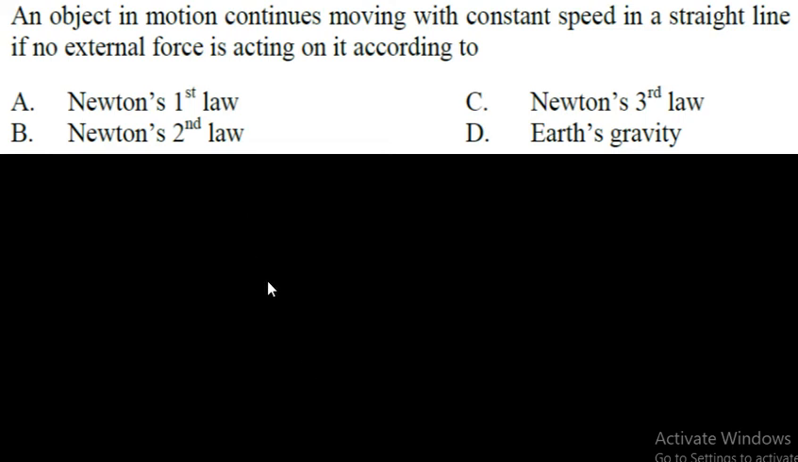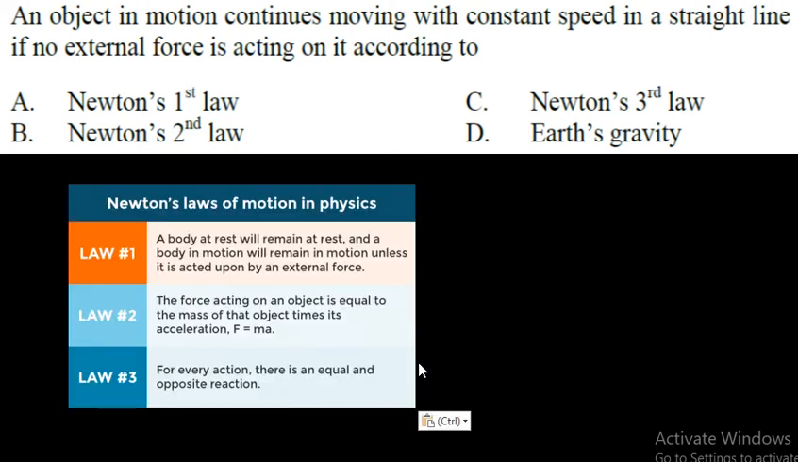An object in motion continues moving with constant speed in a straight line if no external force is acting on it. Remember Newton's first law. Try to recall what Newton's first law says, second law says, and third law says. Newton's first law says a body at rest will remain at rest, and a body in motion will remain in motion unless it is acted upon by an external force. So obviously the answer will be first law, so the answer will be A.